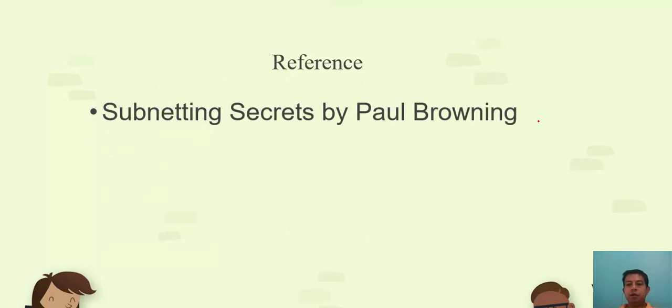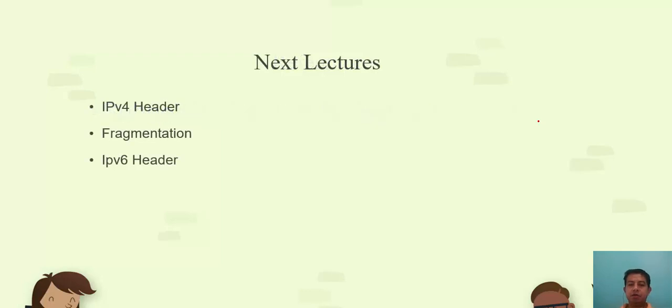So this completes our subnet part. In the next lectures, we'll be discussing the IP headers. So we'll discuss IP headers in the next lecture. Then we'll discuss fragmentation. In IPv4 headers, there is a specific thing known as fragmentation, which we'll discuss. Then we'll discuss the IPv6 header as well.